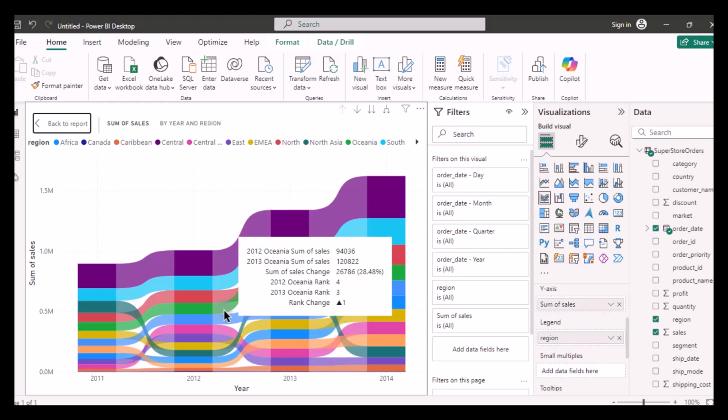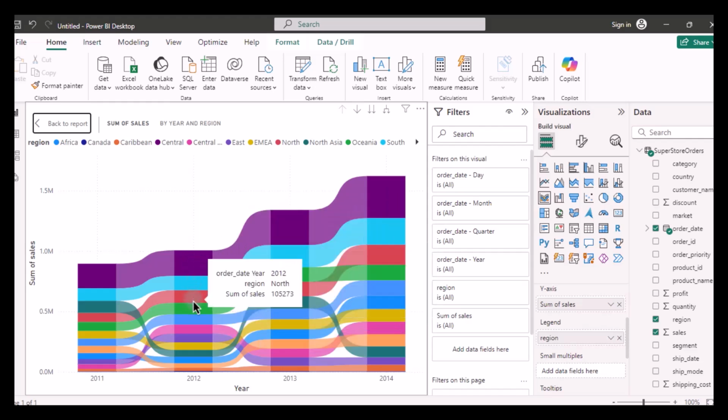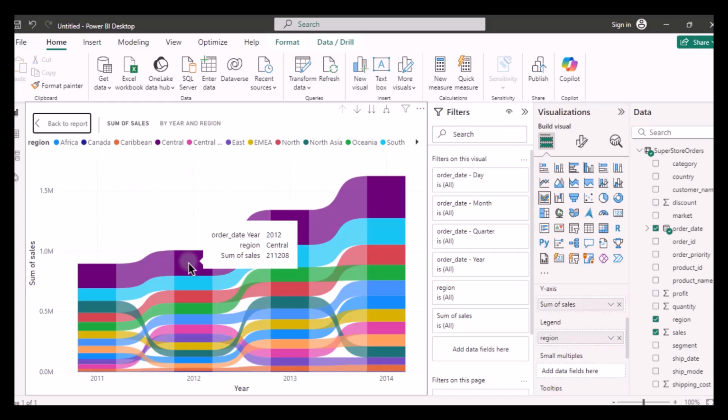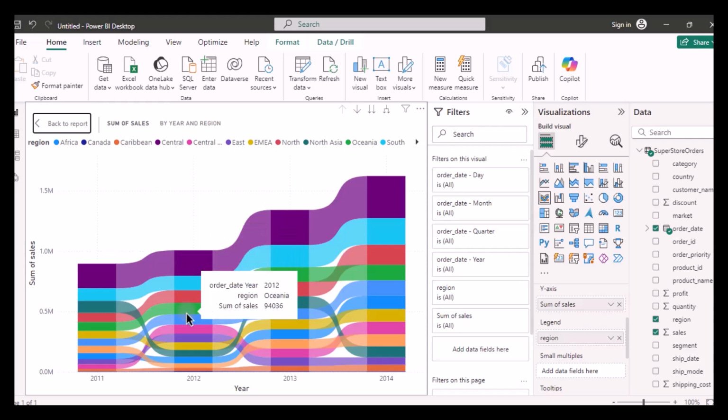So this is how you can understand a ribbon chart. It looks kind of complex, but once you understand how to read the visual, it is pretty easy and it provides a clear visualization of the data.